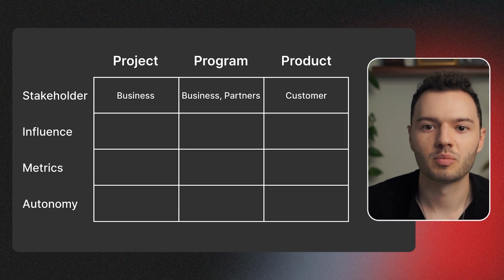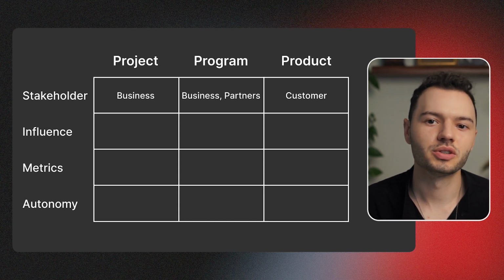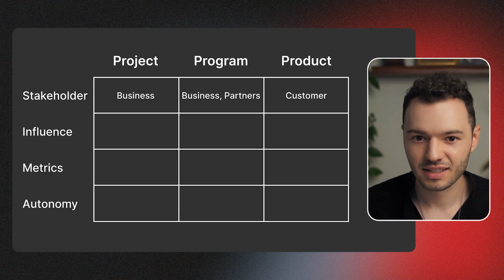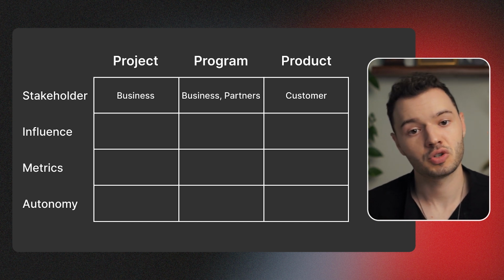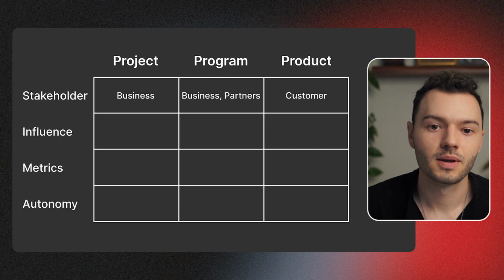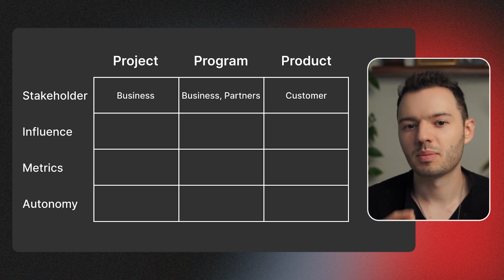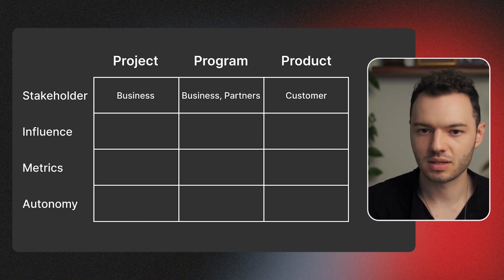Stakeholders refers to any individual or group that can affect or be affected by the outcome of a project or the success of a business. In most cases, these are customers, external partners, like vendors, and internal executives, aka the business. For project management, the primary stakeholder is going to just be the business. For program management, the primary stakeholder is typically going to be external partners or the business. But for product management, the primary stakeholders are the customers.